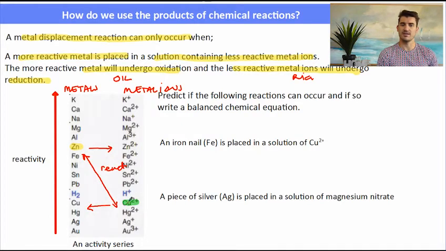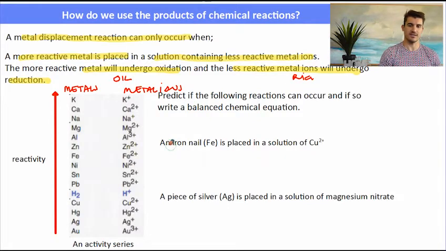We have a metal that is reactive, which is placed into a less reactive metal ion solution, and our reaction occurs. Let's have a look at this example. We have an iron nail, Fe, and we place that in a solution of copper 2+. So here we have iron, which is more reactive than copper. So we have our iron nail, we've placed it into a less reactive metal ion, the copper 2+.